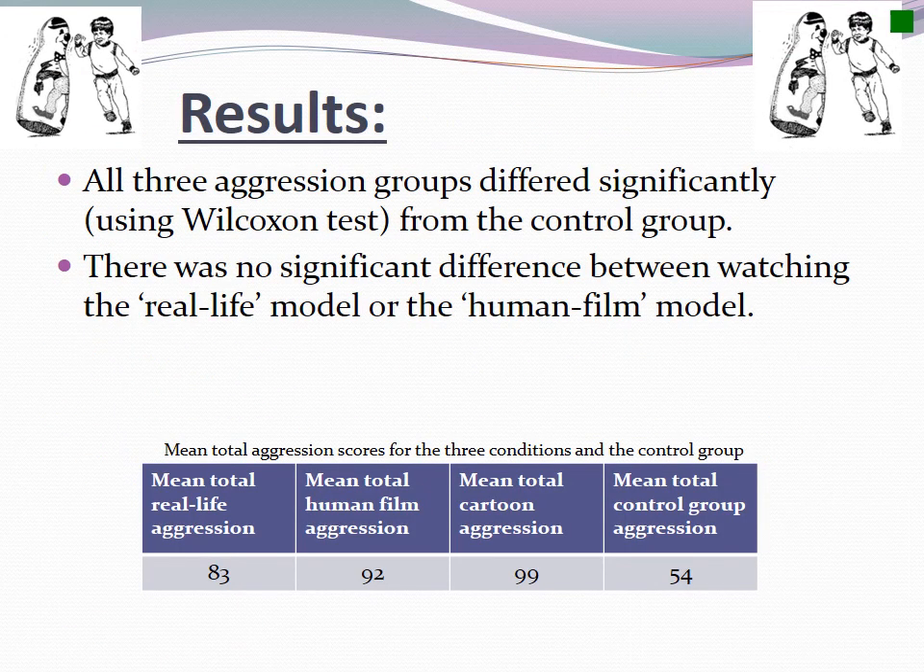So the results, you can see at once that the control group carried out half as much aggressive action as the other groups. However, there's no significant difference between the live models and the filmed or cartoon models. When you look into the data, the cartoon produced more non-imitative aggression but less imitative aggression, whereas the human models were the other way around. All 3 aggressive groups differed significantly from the control group, and there was no significant difference between the real life or the film.